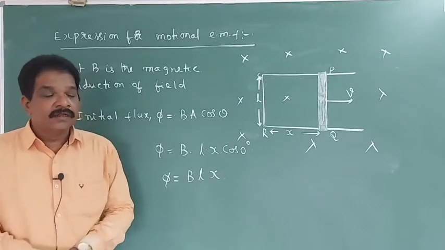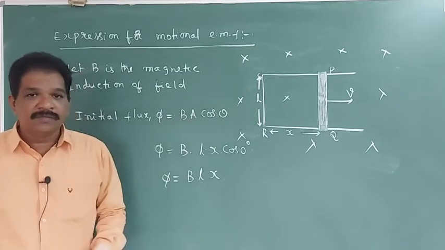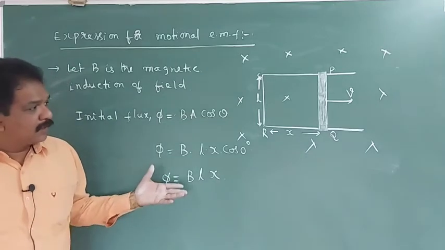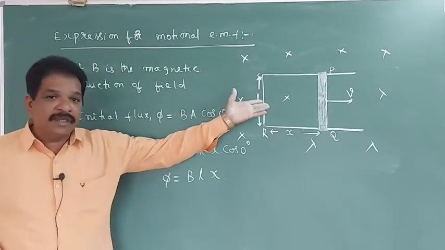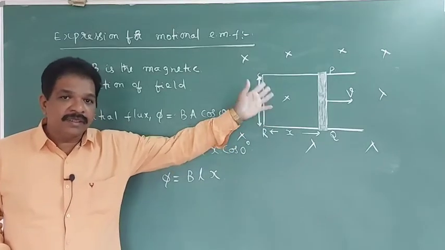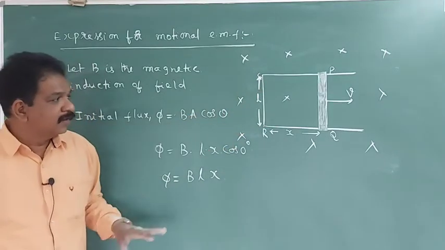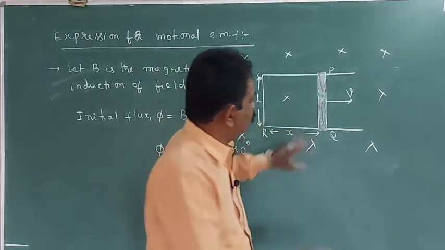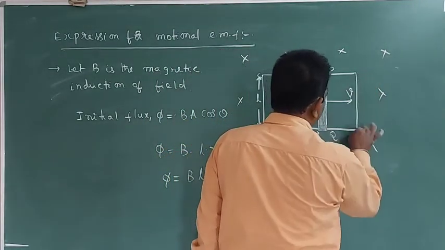Point is clear? Now the rod is moving. Rod is moving means the flux associated with this circuit is increasing, because the rod came to here, for example.